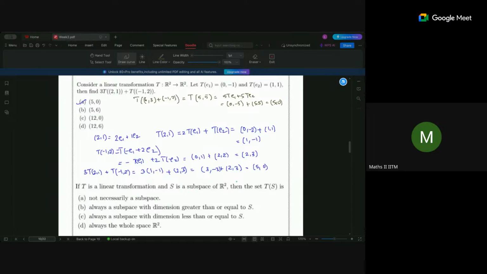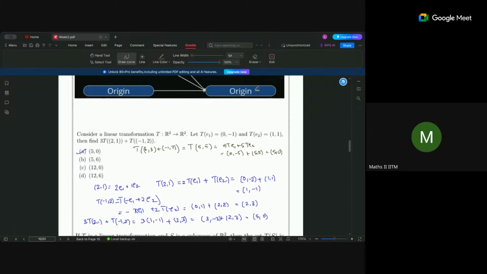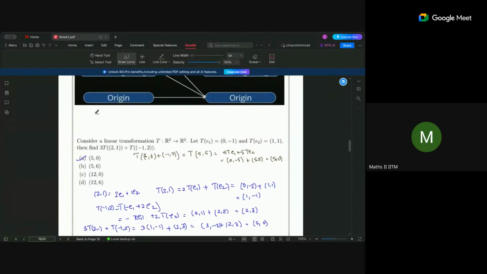Yeah? Fine. So, given the T1 equal to this and T2, can you find the transformation behind this? Is it possible? Yes, of course. How can we find? So for finding the transformation, you are having T from R2 to R2, and you want what is T of XY. So this is what you want.